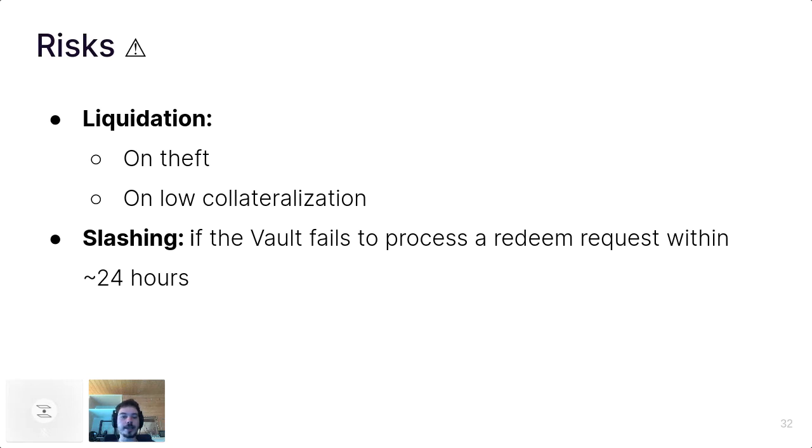And the other case when liquidation happens is if the collateralization falls too low due to exchange rate fluctuations. This is possibly the main danger when running a vault, and we'll talk about that more in just the next slide. But for now, let me also repeat that redeem requests, if they are not processed, result in slashing of the collateral. This is the other way in which collateral can be lost. So you have to make sure that if you run a vault, it remains online and regularly processes redeem requests.